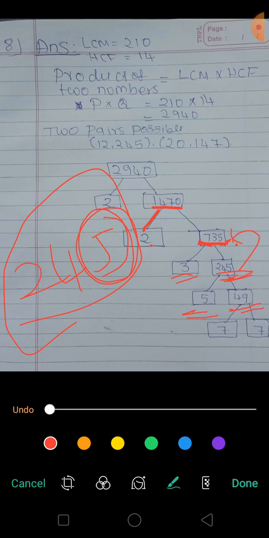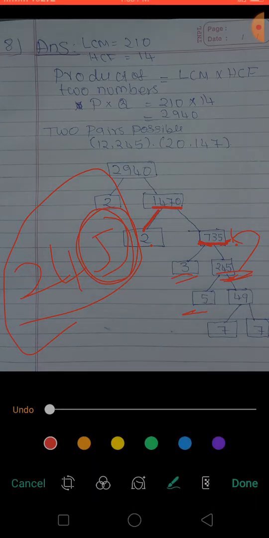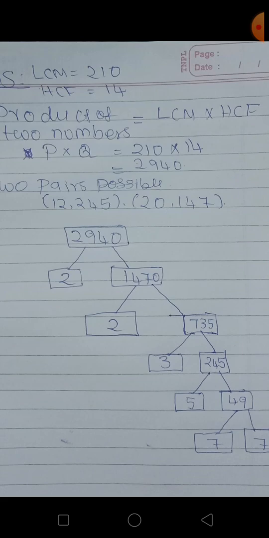After 49, in which table will 49 come? 49 comes from the 7 table only. So 7 sevens are 49. So 7, 7. After 7, 7 we can't do anything because 7 is the last number. So that is the tree method.